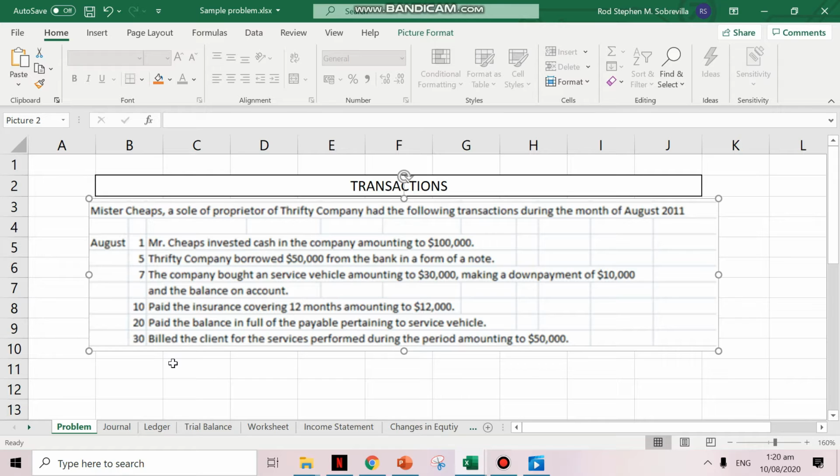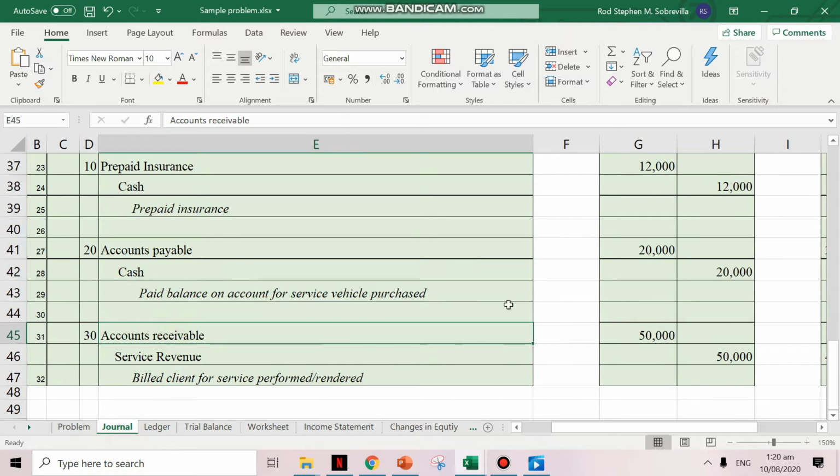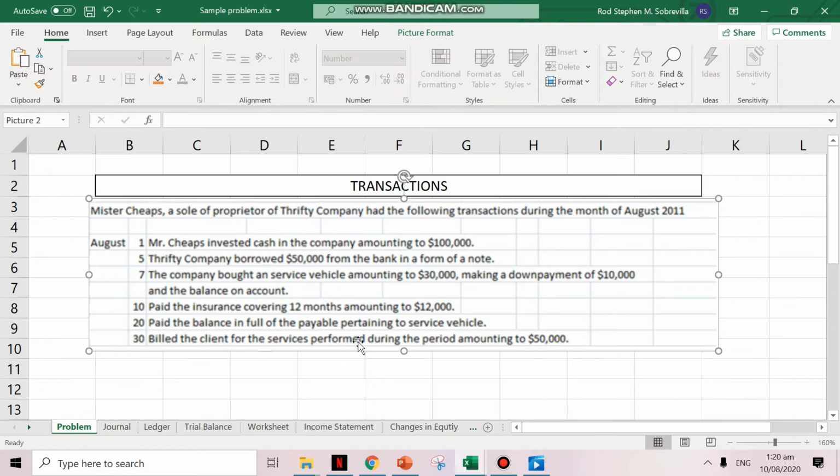Sa perspective nila, it is an accounts payable. Sa perspective natin sa company, it is an accounts receivable. So, meron tayong increase sa asset na accounts receivable. So, debit the accounts receivable for 50,000. And then, bakit nga ba nagkaroon tayo ng accounts receivable? Because there is a service performed or rendered.